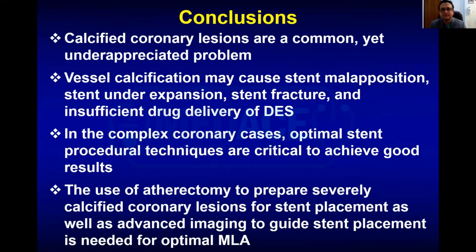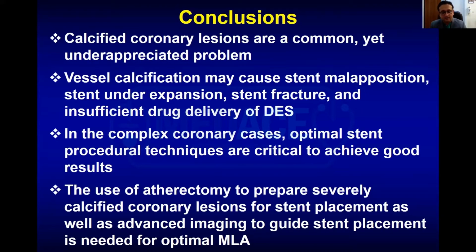Just to conclude, calcified lesions are for sure the Achilles heel of intervention. They are definitely underappreciated and can cause all sorts of complications. In complex coronary cases, optimal stent procedural techniques should be undertaken. If you don't have that equipment or expertise, maybe it should not be a case that you should be doing. The use of atherectomy cannot be stated enough, especially when you're dealing with anything more than moderate calcium. It always helps and also reduces the chance of perforations. Ideally, we should be doing it and combining it with imaging.